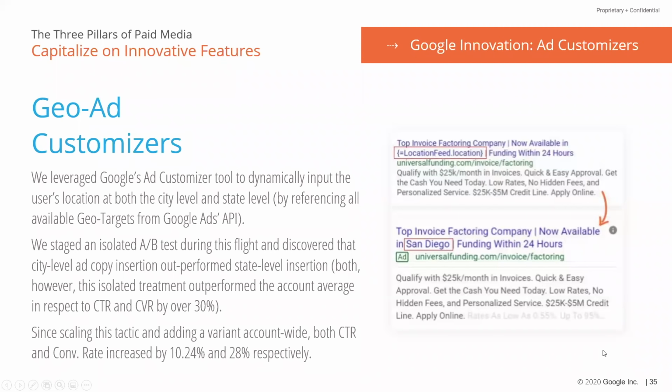So here's an actual case study from a client of ours where we introduced geo ad customizers and staged an isolated A/B test. What we discovered is that utilizing the city level ad copy insertion actually outperforms state level. The actual results of this, by utilizing geo ad customizers for this client, yielded a 10% increase in click-through rate and a 28% increase in conversion rate. So super powerful before and after split test here. Just keep in mind with the geo ad customizers, it doesn't work for every business, but there is an ad customizer that is applicable for every business. You just kind of have to find the right one for your business situation.